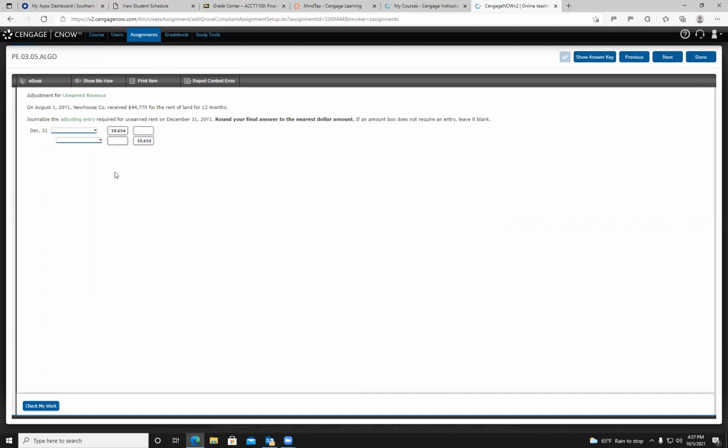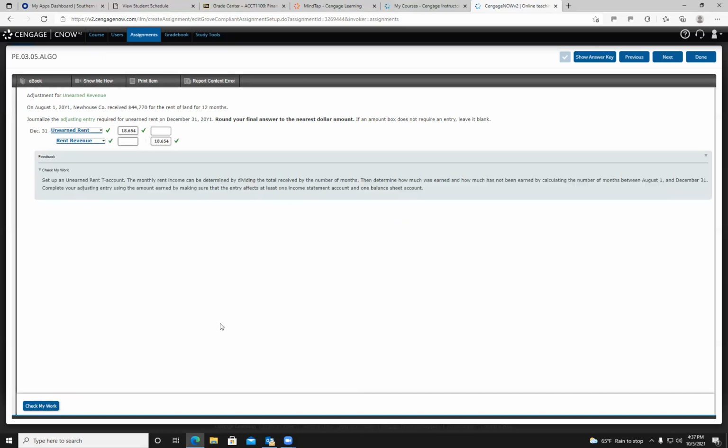Now we have to figure out what accounts we're going to hit. Again, we're taking it from August 1st to December 31st. We're going to take it out of unearned revenue and put it to revenue. So to take it out of unearned revenue, we're going to debit unearned rent because it's a liability. Debiting a liability is going to reduce it, and that's what we want to do. We want to reduce that liability. And now we're going to be able to record it as actual rent revenue.